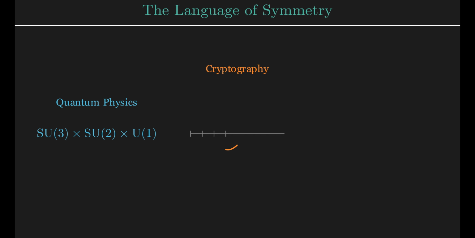In cryptography, we rely on abstract algebraic structures. Modern security uses the complex geometry of elliptic curves, defined by cubic equations, to encrypt and secure our data.